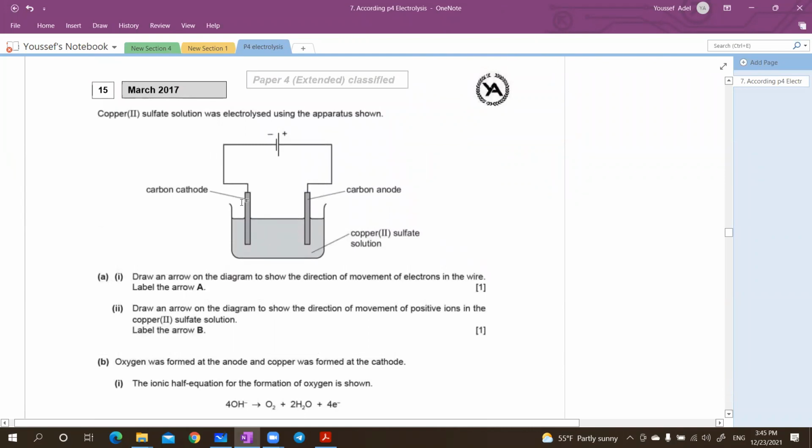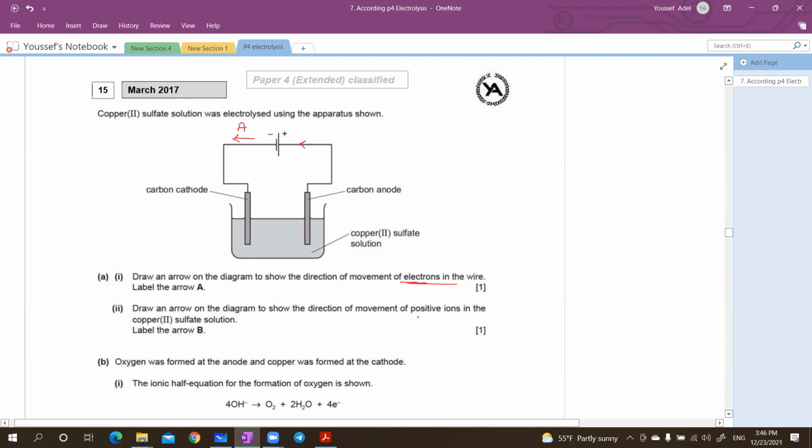Electrolysis of copper sulfate using carbon electrodes, which is inert. The first question: draw an arrow to show the direction of the movement of the electrons in the wire. The electrons, as we said, are negatively charged, so they will be repelled by the negative terminal of the cell, and they're attracted to the positive terminal of the cell.